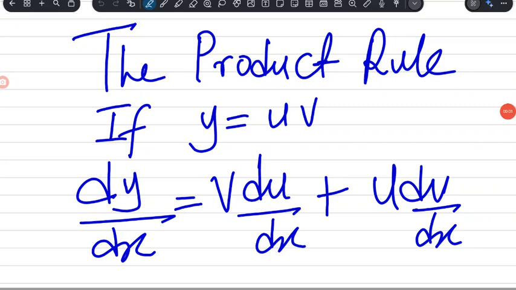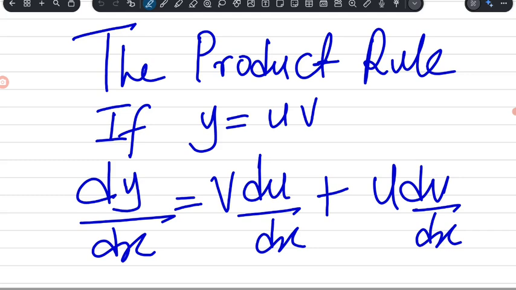The product rule is one of the methods used to solve some problems in differential equations, and understanding these rules will make the problems simple and easy to simplify. It says the product rule: if y is equal to uv, the formula given is dy/dx is equal to v du/dx plus u dv/dx.